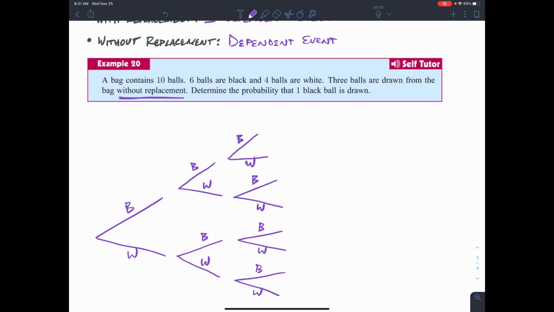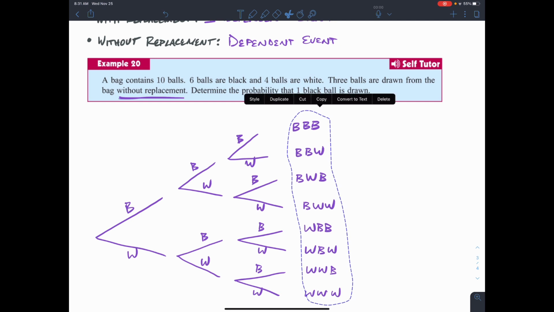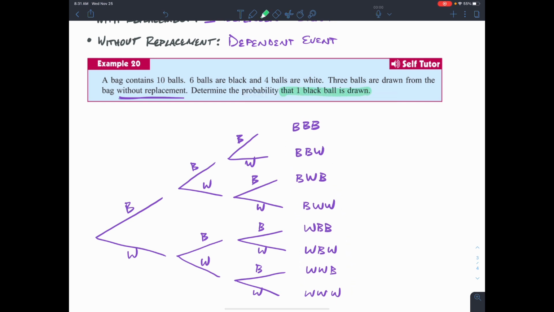So let's find those scenarios where only 1 black ball is drawn. So here, we've got all three black. This branch is all three black. I'm just going to go through every single branch combination here and see what we have. Black, black, white, black, white, black, black, white, white, white, black, black, white, black, white, white, white, black, white, white, white. Okay, so now if I want to shortcut my way through this, I want to know the probability that one black ball is drawn. Not at least one black ball, just one black ball. So that means I'm going to be looking at this branch, and this branch, those three.